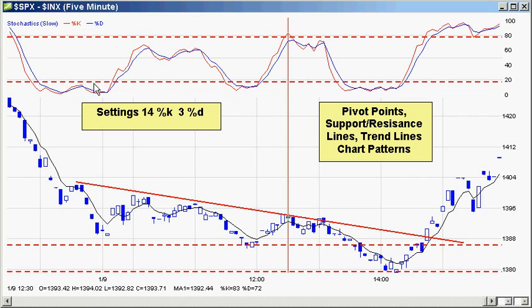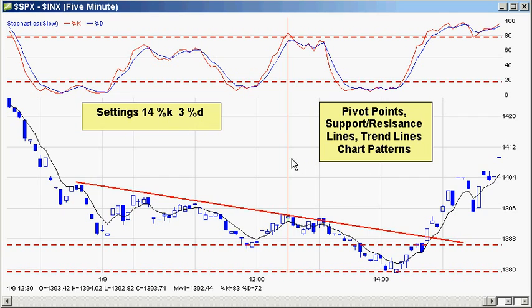First thing I want to do is usually try to time a bottom in the market. So I use the Stochastics for overbought and oversold indications. There's the settings. There's a slow and fast Stochastics. I use the slow one, and the settings I use are 14 for percentage K and 3 for percentage D, which is the slow and fast.